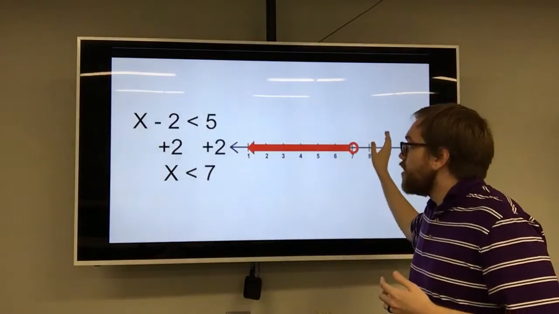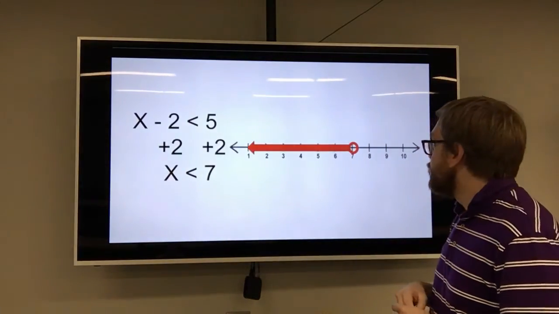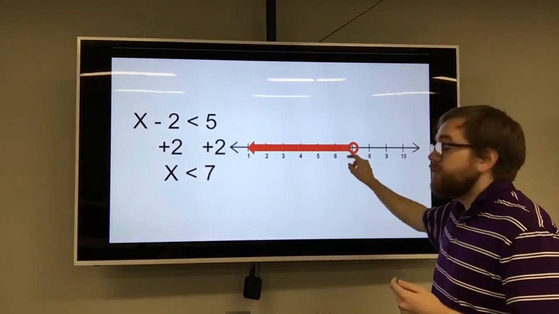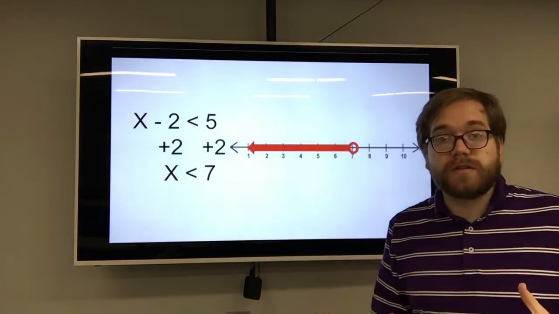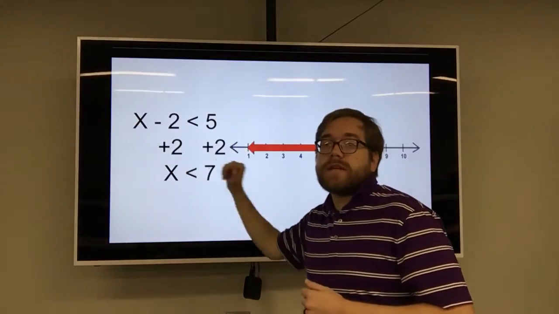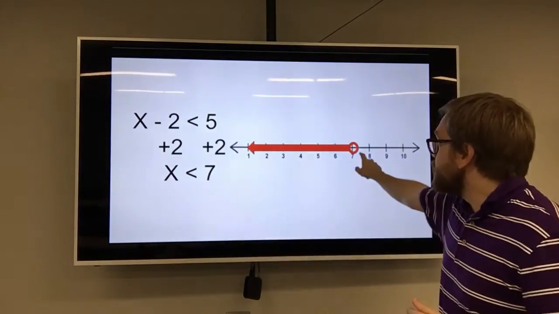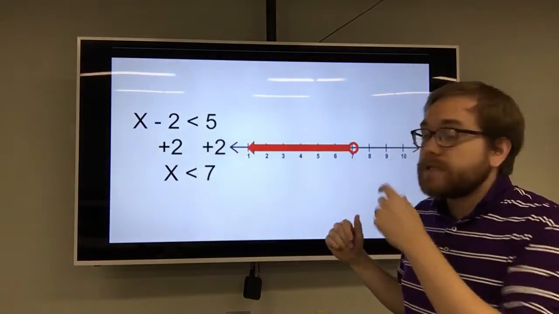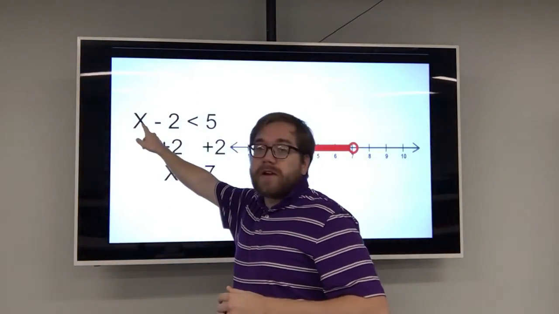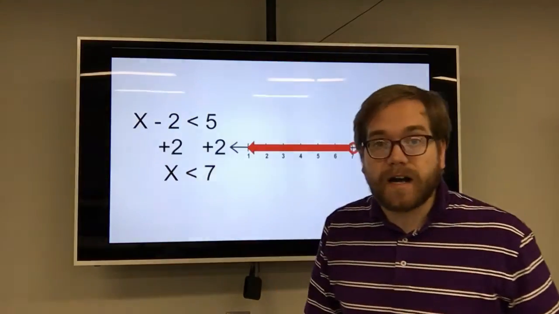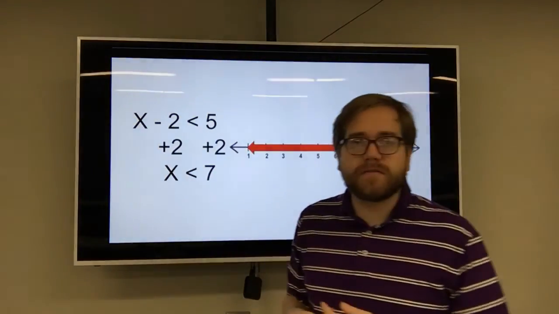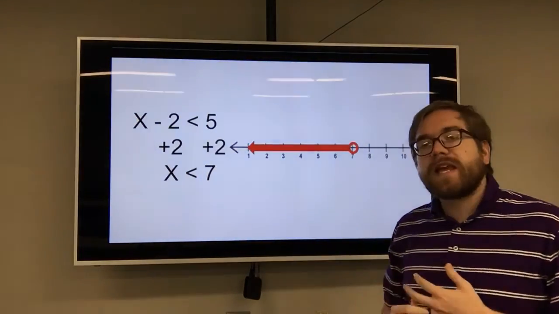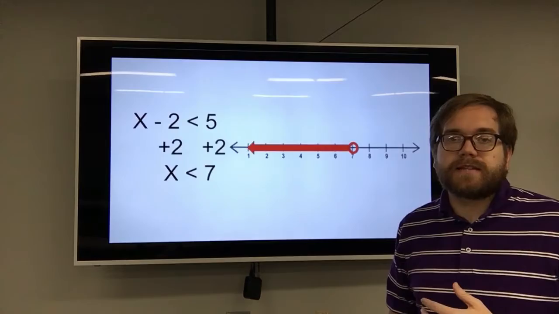Remember, this graph shows all the numbers that are less than 7. Okay, the arrow is pointing to all the numbers to the left of 7, and we have a circle at 7. And notice that it's an open circle because it doesn't say less than or equal to 7. It just says less than 7. So 7 is not included. Because if you think about it, if I put 7 in for x, 7 minus 2 is 5. Is 5 less than 5? No, 5 is equal to 5, so it's not less than 5. So we can't say that 7 is included as an answer here.